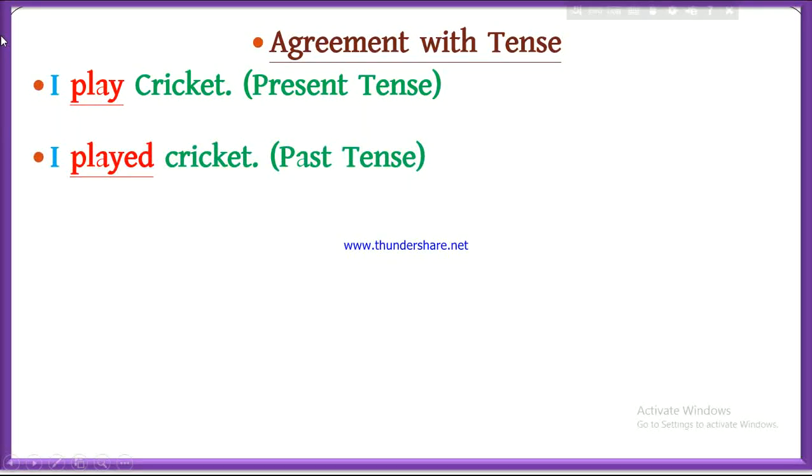In the first sentence, I can see I play cricket. Here the sentence is in present tense. If I change the tense, it becomes I played cricket. It is in past tense. So the verb play became played with the changing of tense. So I can definitely say that verb has agreement with tense. That means if the tense changes, the verb also changes.